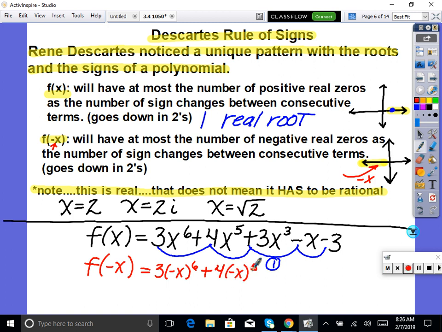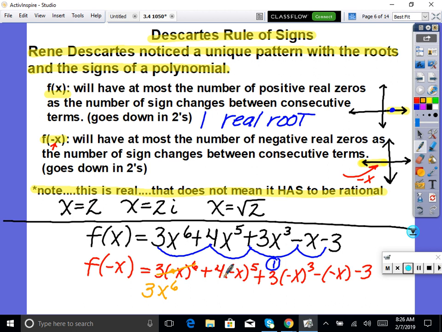to the 5th. Isn't this the same idea of even, odd, or neither? It's the same thing we did, you recall. And then plus 3 times negative x to the 3rd, minus negative x, minus 3. Now I've got to simplify it. You guys don't mess up on simplifying something so simple here. And don't say the negative 3 gets multiplied in. That's not true. We have a negative to an even. Won't that become positive? Yes. So we have positive 3 times positive x to the 6. So that's 3x to the 6.